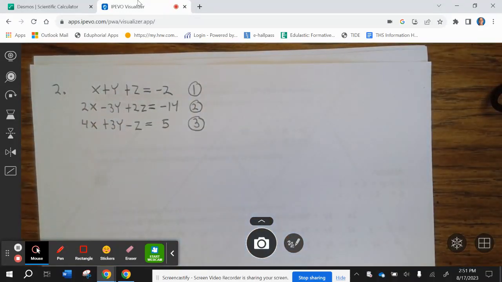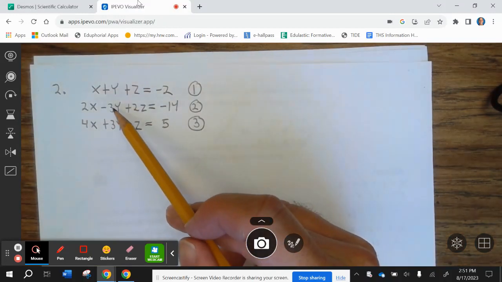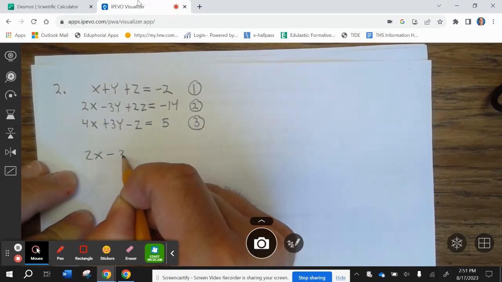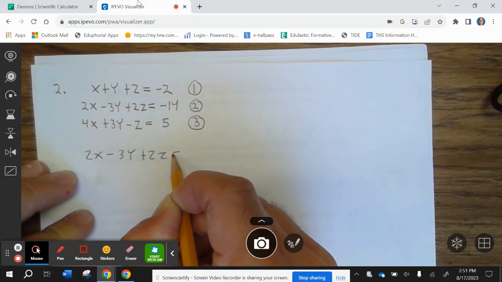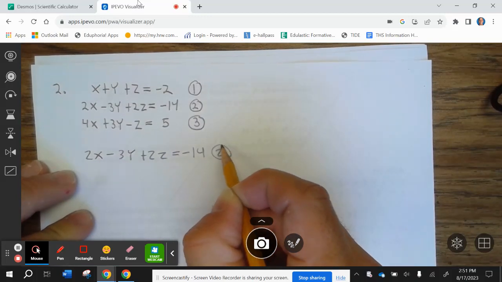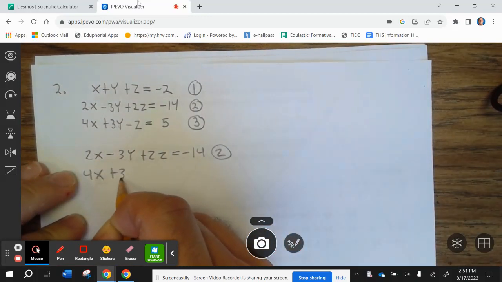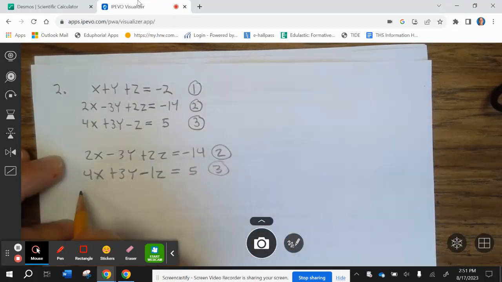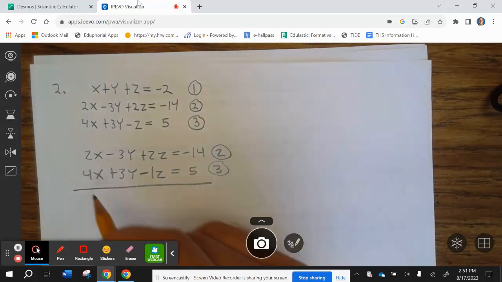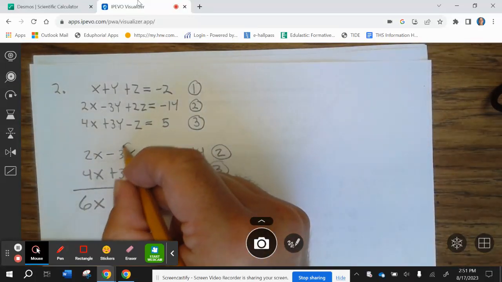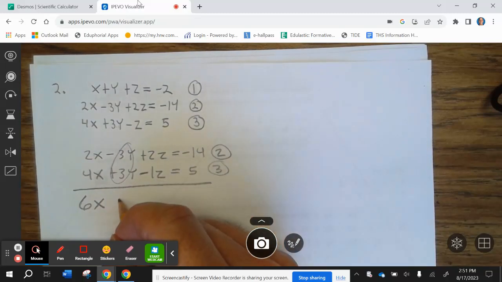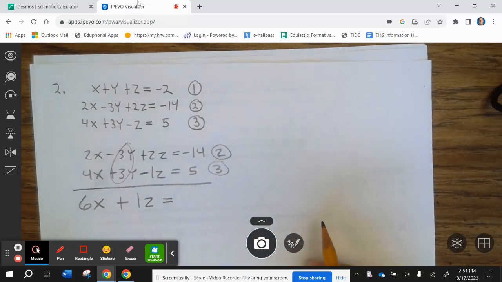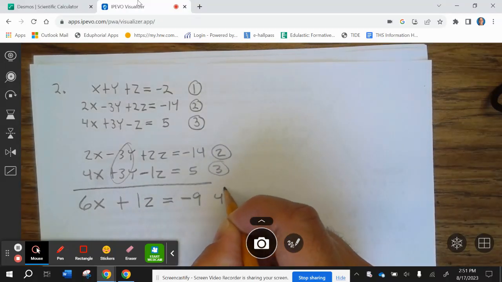Now, we're looking to eliminate, and it looks like we can eliminate the y's right here. So we're going to combine 2 and 3. So we have 2x minus 3y plus 2z equals negative 14, and that's equation 2. And 4x plus 3y minus 1z equals 5, and that's equation 3. Now, 2x and 4x is 6x. The y's become 0. 2z minus 1z is plus 1z, equals negative 14 plus 5, which is negative 9. And let's call that equation 4.